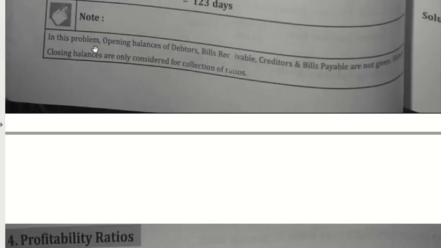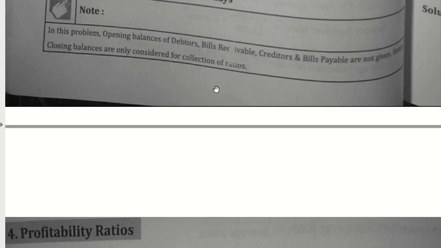See, note they have given in this problem opening balances of debtors, bills payable, creditors and bills receivable are not given. So you will basically have your, hence closing balances are only considered for your calculation of ratios.